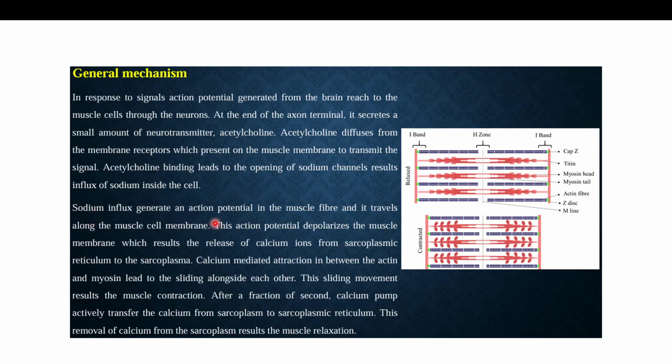And upon sodium influx, an action potential in the muscle fiber is generated and it travels along the muscle cell membrane. Okay. And eventually, this action potential helps in depolarizing the muscle membrane, which results in the release of calcium ions from the sarcoplasmic reticulum to the sarcoplasm. Sarcoplasm, actually. So, calcium mediated attraction in between the actin and myosin leads to sliding alongside each other. This sliding movement results in muscle contraction.